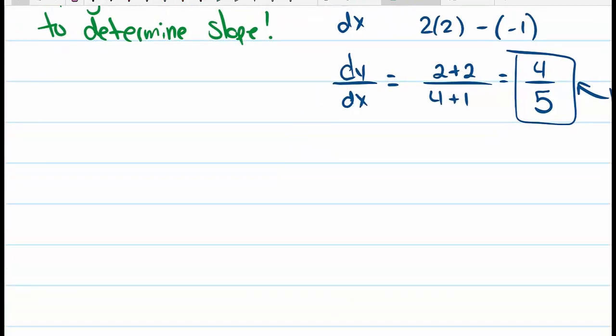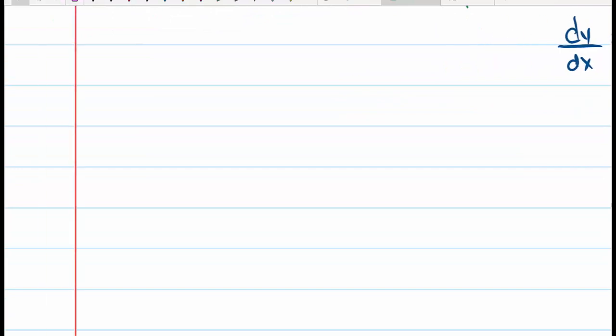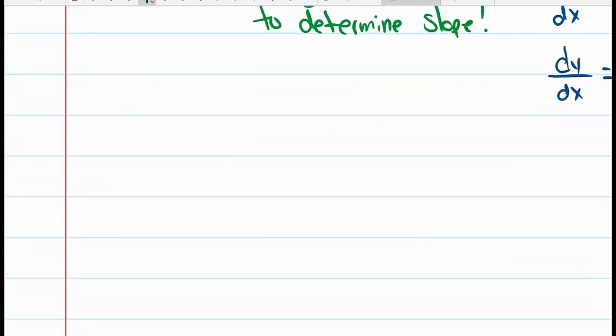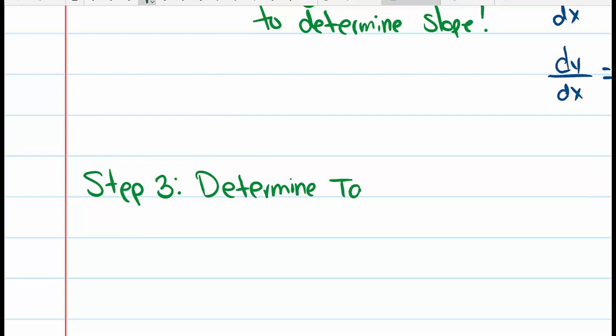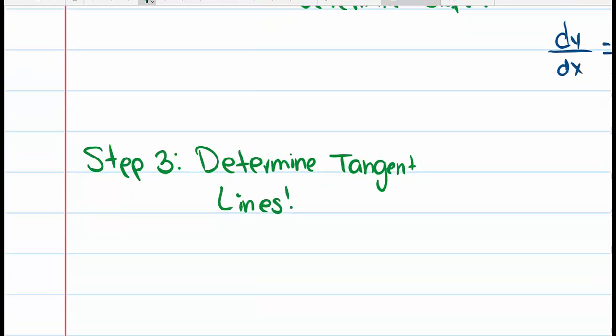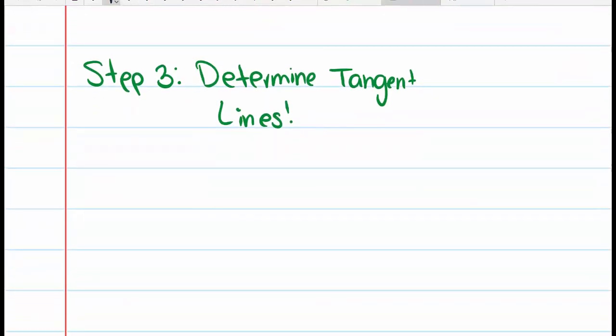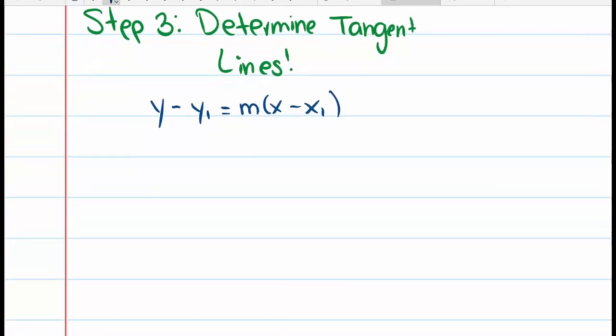Again, this represents m. This is our slope. We're almost there. We're almost done. We have 2 more steps. Step 3 is to determine the tangent line. Well, remember, it's y minus y1 is equal to m times x minus x1. That's our equation of a line.